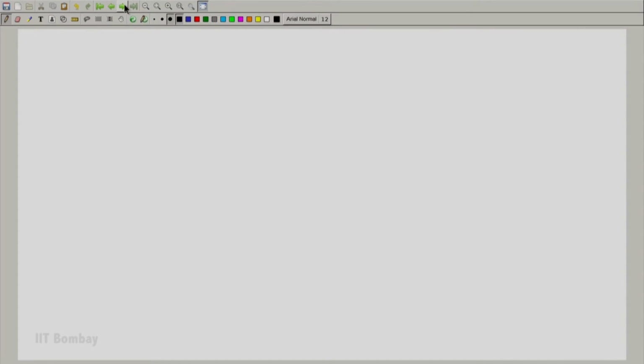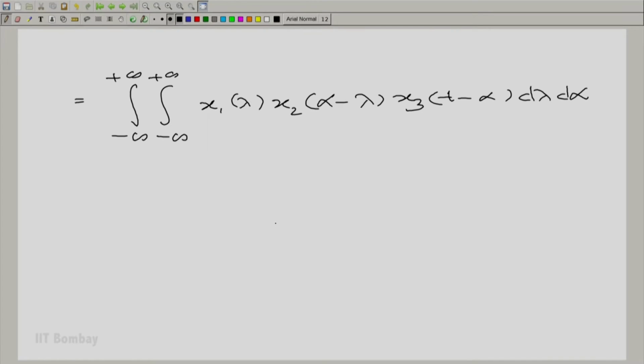Let us do that. So now we have a double integral, x1(lambda) multiplied by x2(alpha minus lambda) multiplied by x3(t minus alpha), integrated with respect to alpha and lambda. It is a double integral. Each of alpha and lambda independently go from minus to plus infinity. And let us similarly write down the right hand side.